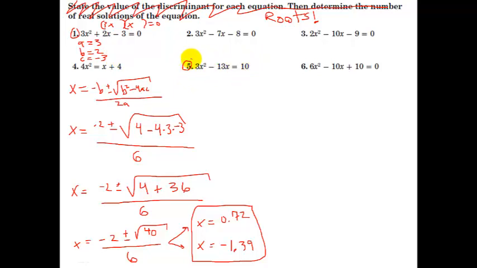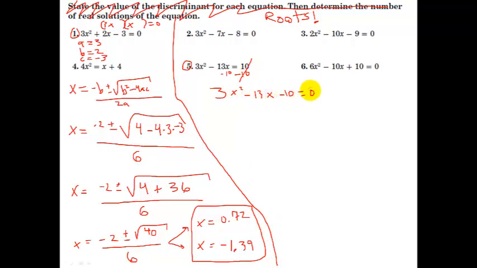The first thing that's important to notice with number 5 is that it's not in standard form, and therefore we have to first get it in standard form. So let's go subtract 10 on both sides, and we get 3x squared minus 13x minus 10 equals 0. So I can identify my a is 3, my b is right here, negative 13, and my c is negative 10. Okay, now I can plug these in the formula.